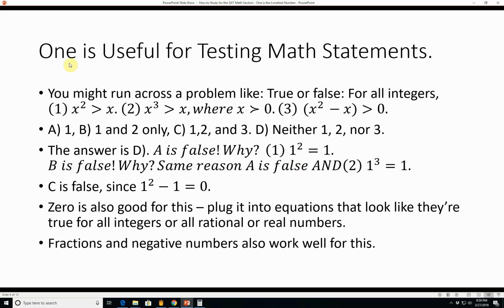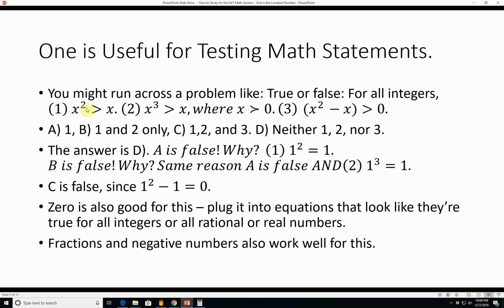1 is also useful for testing math statements, especially on SAT problems where they'll give you something like this, or maybe even on the ACT. You might run across a problem like this. True or false, for all integers: 1. x squared is greater than x; 2. x cubed is greater than x, where x is greater than 0; or 3. 3x squared minus x is greater than 0. Okay, so answer A might be only statement 1 is true.